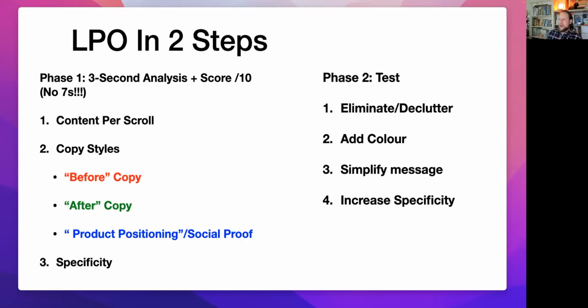Now, the second thing that we're going to analyze is copy styles. So when you write copy, there are really 3 things that you can and should be doing. You can write copy about your audience's state before they use the thing that you're going to give them in exchange for their email address, and you can talk about how their life sucks or things they struggle with. You can talk about after copy, which is after you use my product, here's how your life is going to be amazing. And then finally, you can have product positioning or social proof copy, which is like testimonials, as featured in, or bullet points or explanations of how the thing works.